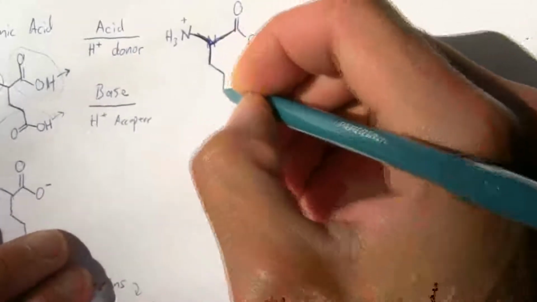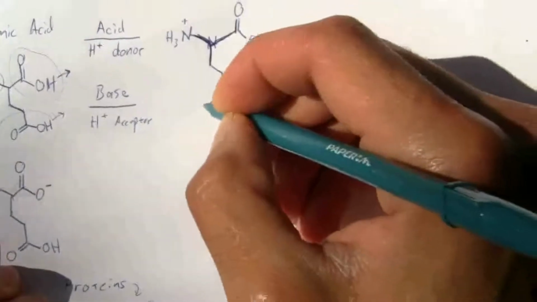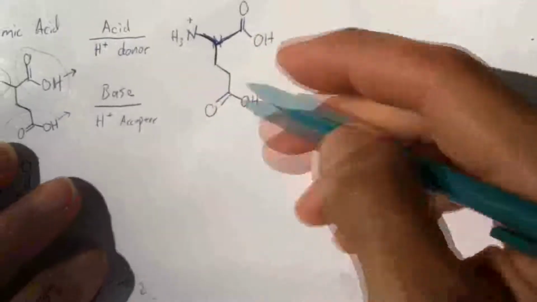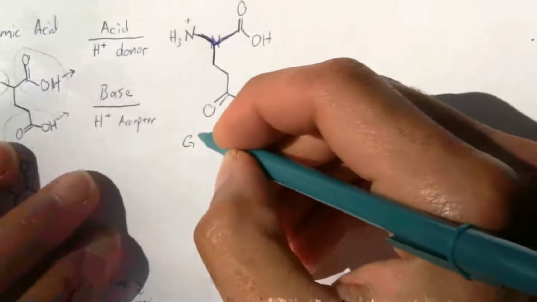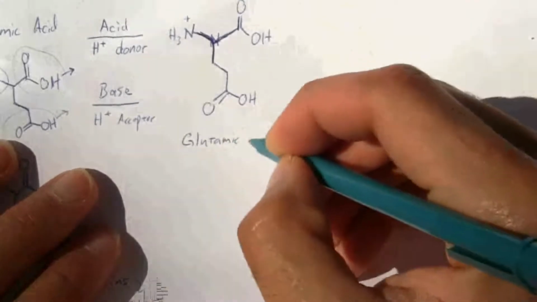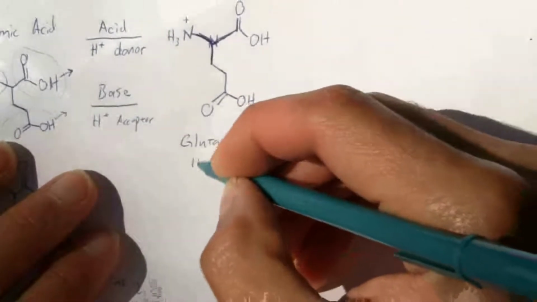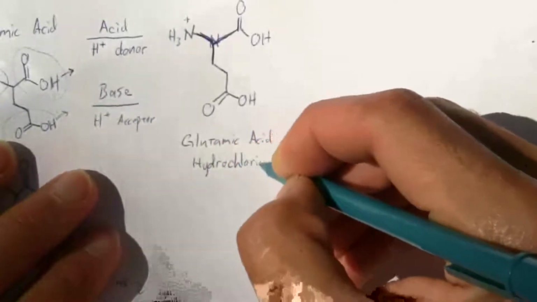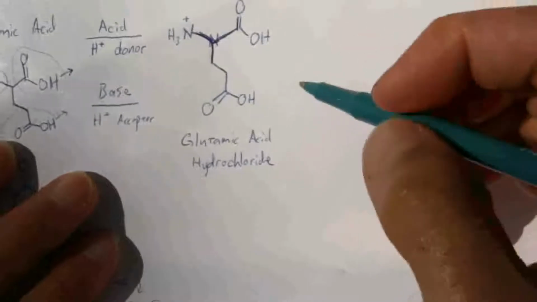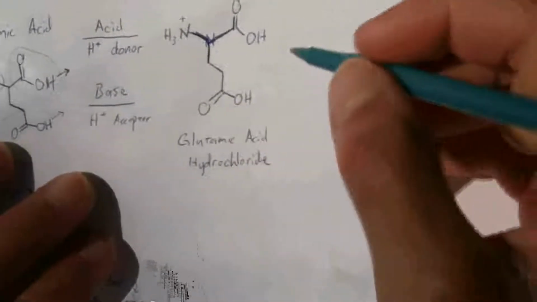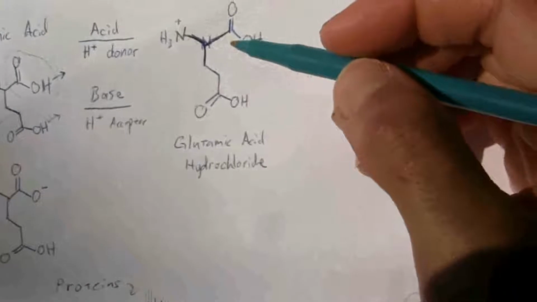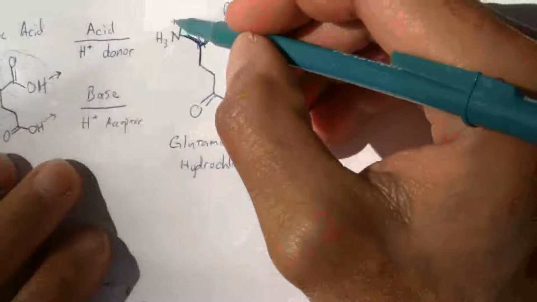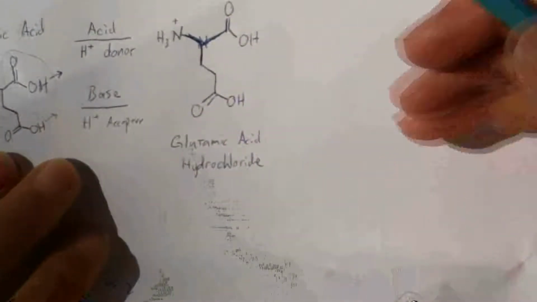So here is our glutamic acid, but we give it a slightly different name. It's glutamic acid, and then we would say hydrochloride, or glutamic acid HCl. Now, no isolated substance will ever have a net charge, so this positive charge has to be balanced out by something.